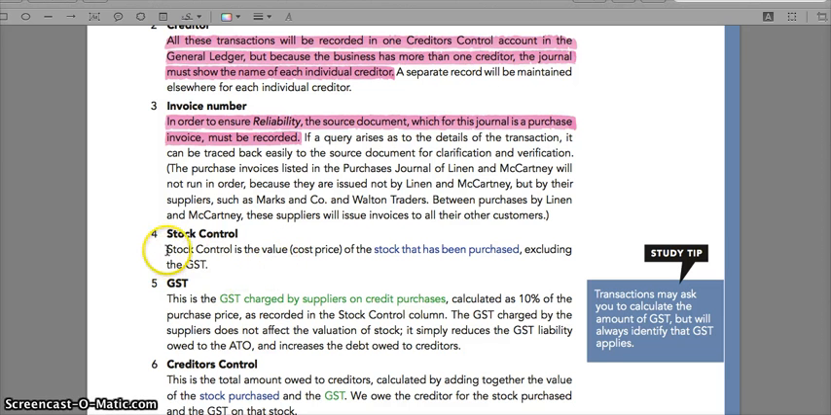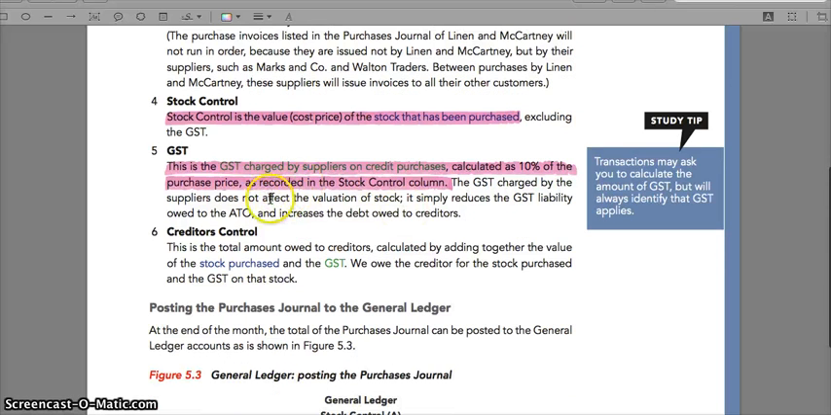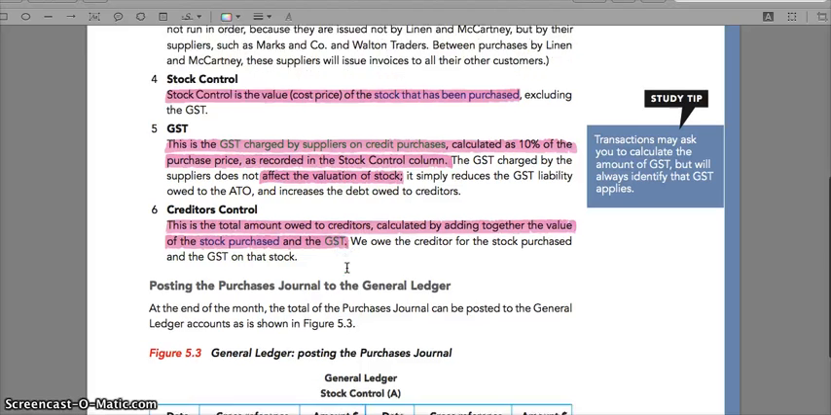Stock control is obviously the value of the stock that we hold going up because we've purchased stock. GST obviously adds to what we owe, so needs to be charged. It doesn't actually affect the valuation of the stock, as we've discussed previously. And then the creditors control account is literally just the amount that we owe to the creditor, which is the amount of stock purchased plus the GST.